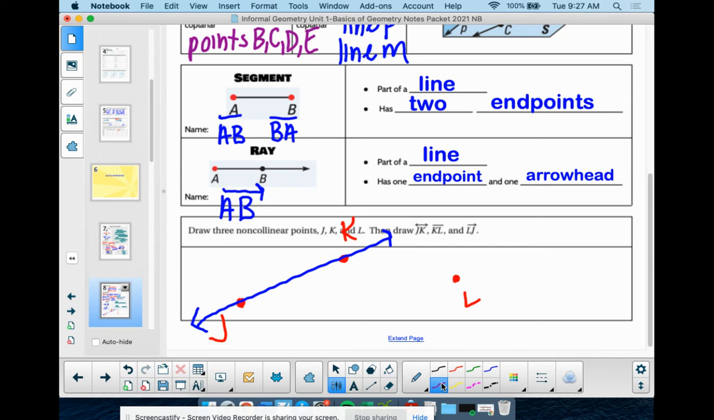Okay, now it says KL. What kind of figure is that? Is it a line, segment, or ray? Segment. So it's going to start at K and it's going to end at L. It starts and it stops.